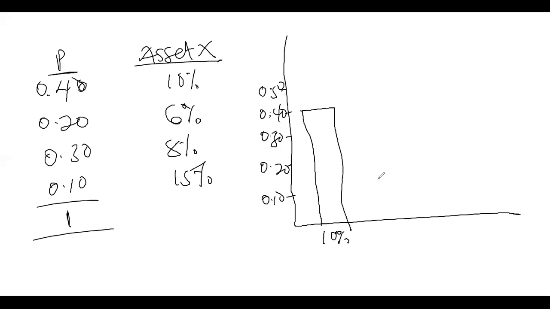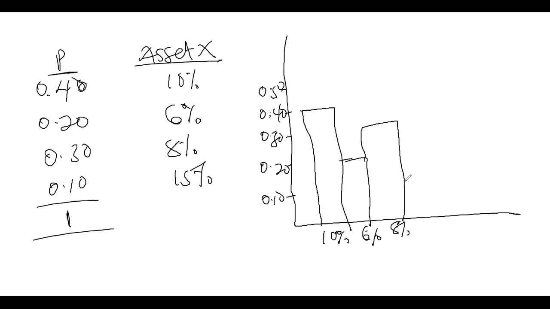All right, so the probability of getting a 6% return was 0.20, so I can plot 6% here as a return, and then I can just plot it at 0.20. Then let's say the probability of getting an 8% return here is 0.30, so I can plot it here.